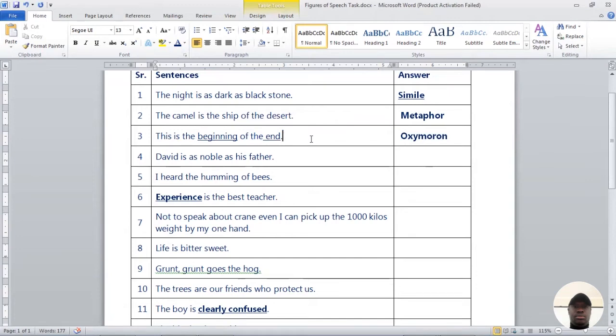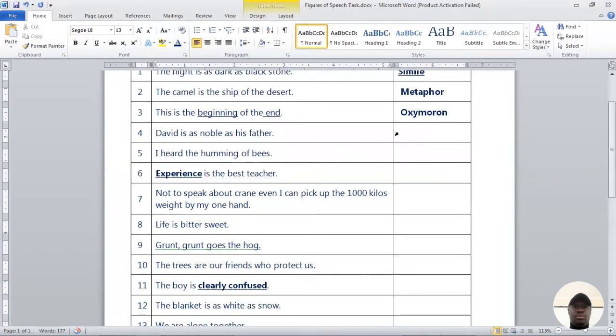Another example is: Nigeria is an oil-rich poor nation. Rich and poor, oxymoron. Okay? Now, David is as noble as his father. Figure of speech, please. Simile. Simile, very, very easy. Move to the next, please.